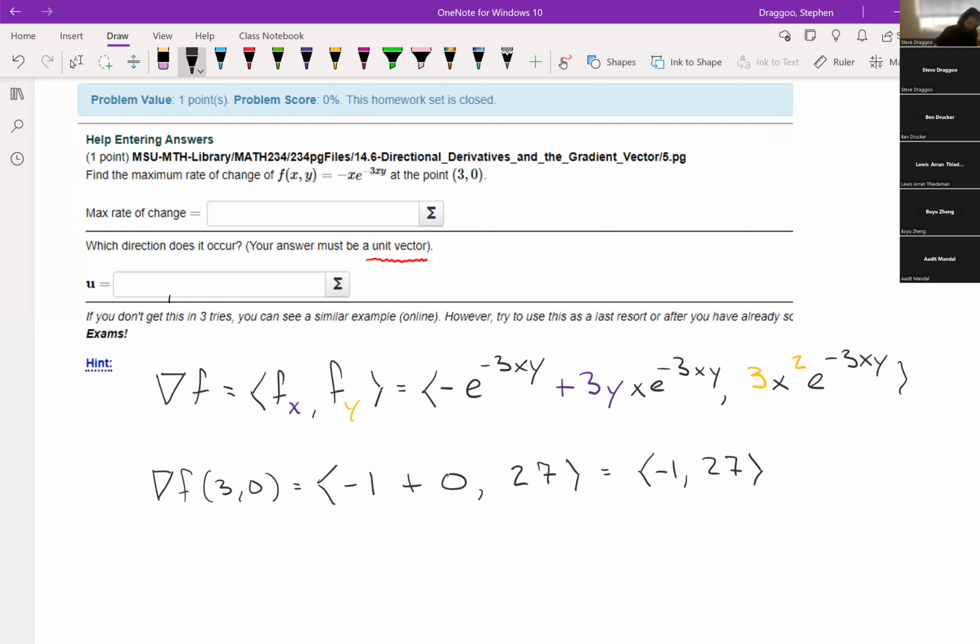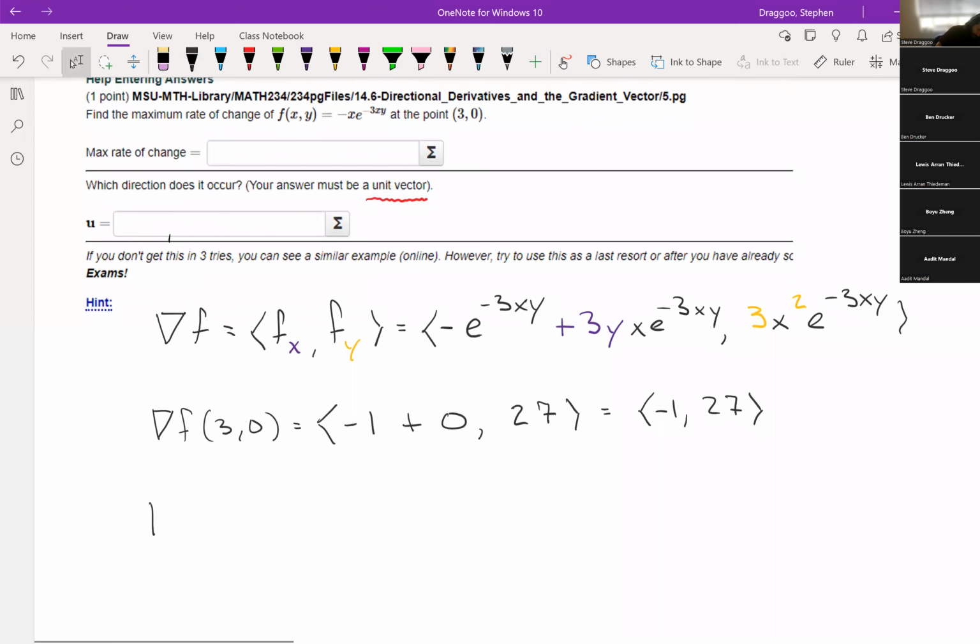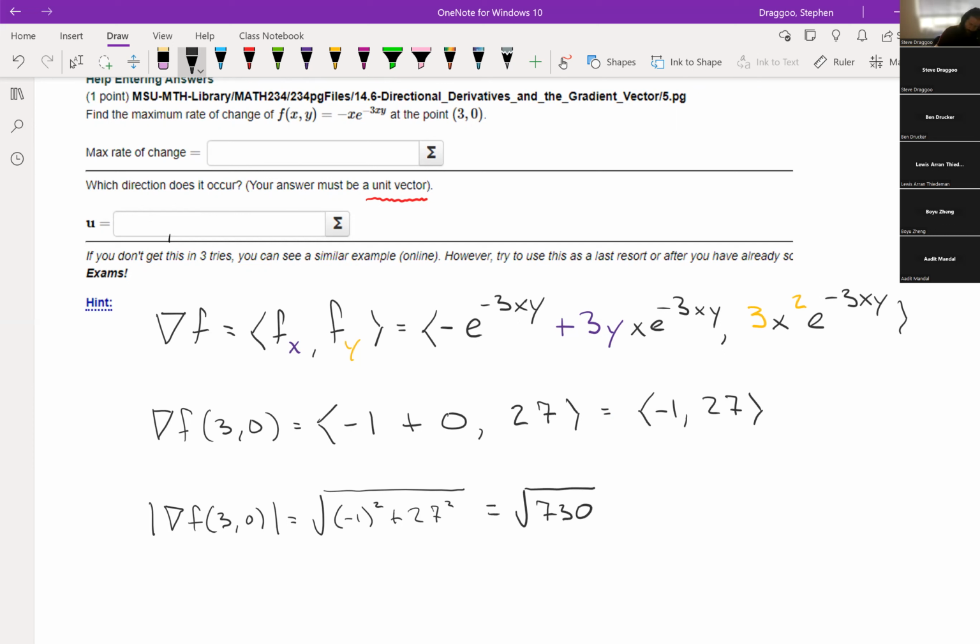And again, we wanted the magnitude of that gradient vector as well. So the magnitude of gradient f is the square root of negative 1 squared plus 27 squared. Throw a hat over top. So let's calculate what that thing is. 27 squared, I know this, 729. Yeah, that must be 27 squared. It's a power of 3. So 27 squared is 729 plus 1 is 730. So that's our magnitude. And with that, we now have everything we need to answer the questions at the beginning.